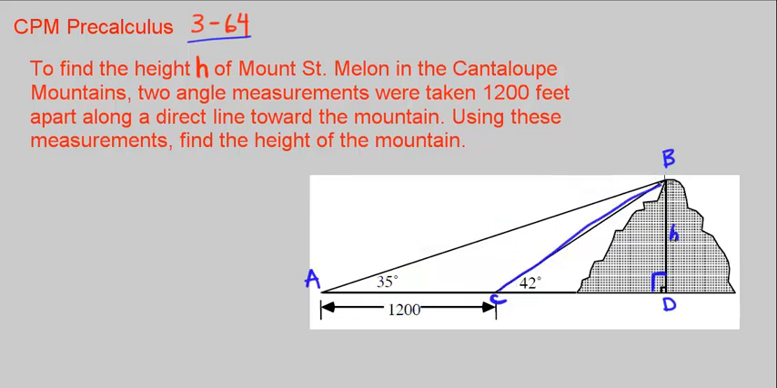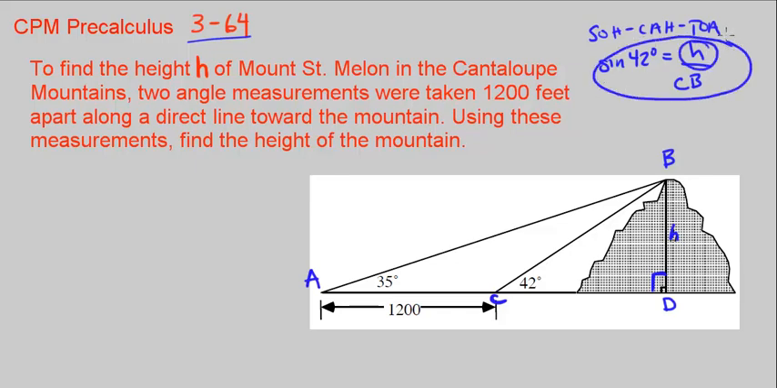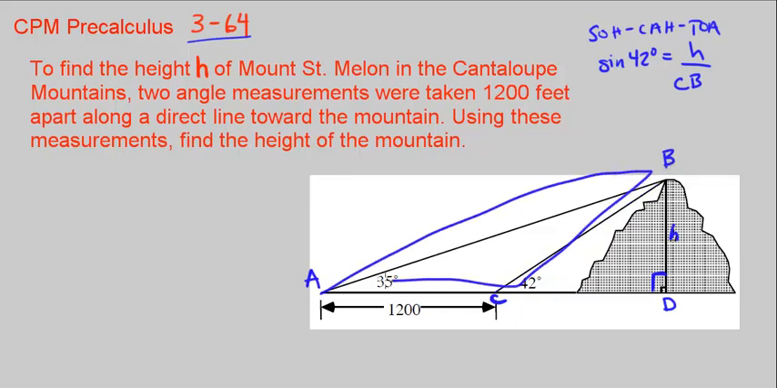If I can find this side length, side CB, I know that using SOHCAHTOA, if I look at the sine of 42 degrees, because this right here, triangle CBD, is a right triangle, sine of 42 degrees is equal to the opposite side, which is h, divided by the hypotenuse, which is side CB, right? So if I know the length of side CB, I can solve this equation for h, all right? So my goal right now, I'm going to back up and try to find CB using the triangle ABC. I'm trying to find the side CB using triangle ABC, right?